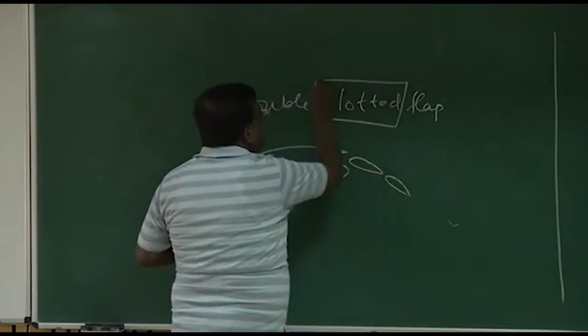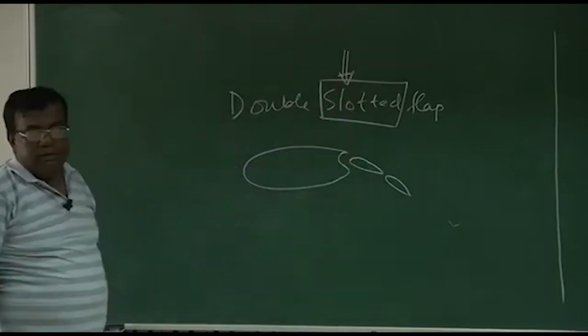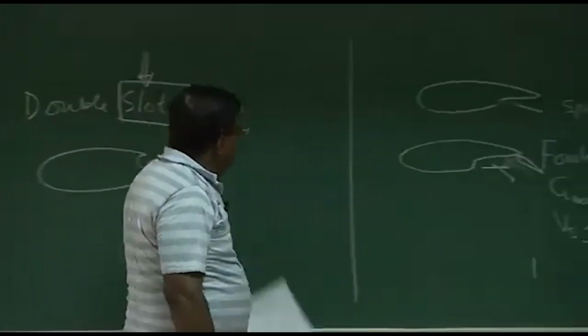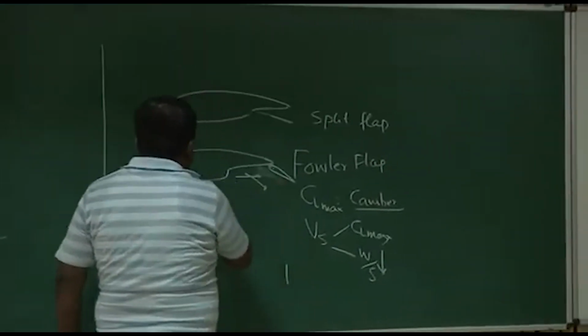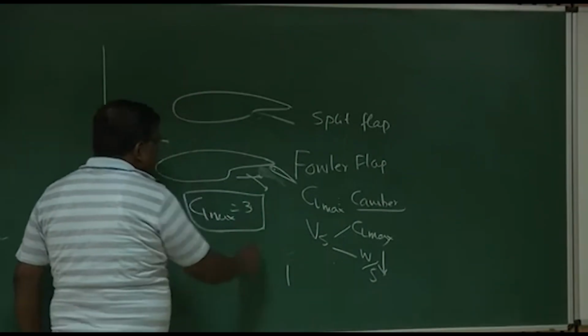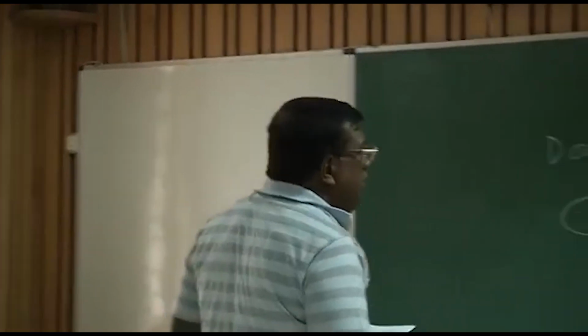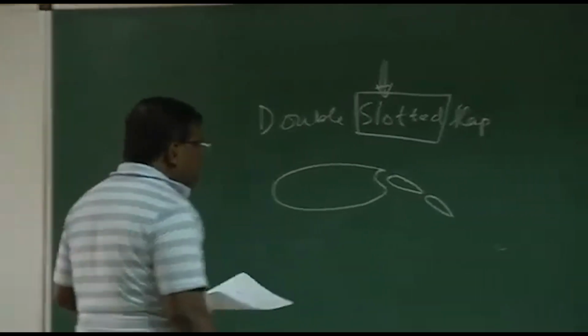Please understand this new term, slotted. Why was the slot necessary? Before I go to this, let me complete this part. The CLmax up to 3 is achieved. These are numbers I repeat again and again; they are some representative numbers. You can Google and find out what is happening in different configurations.